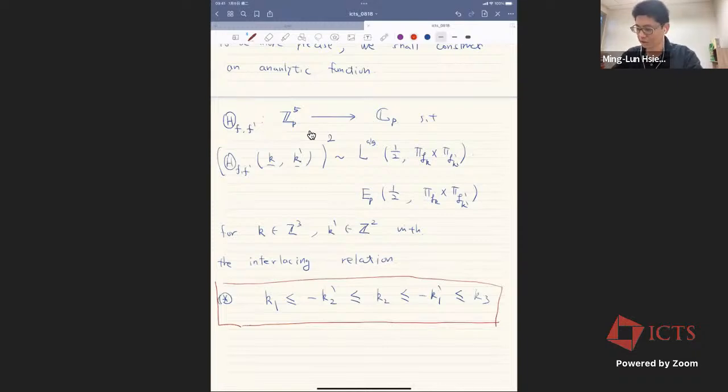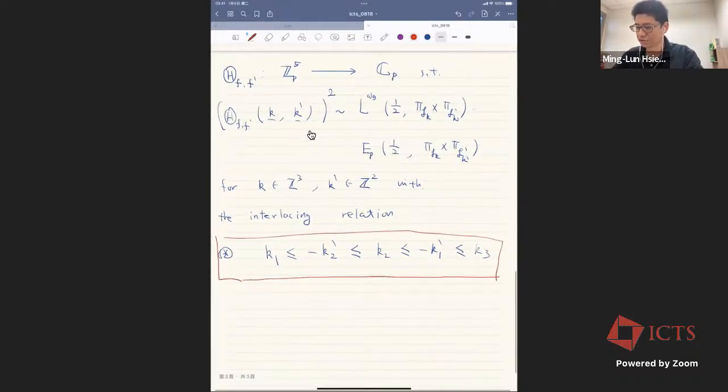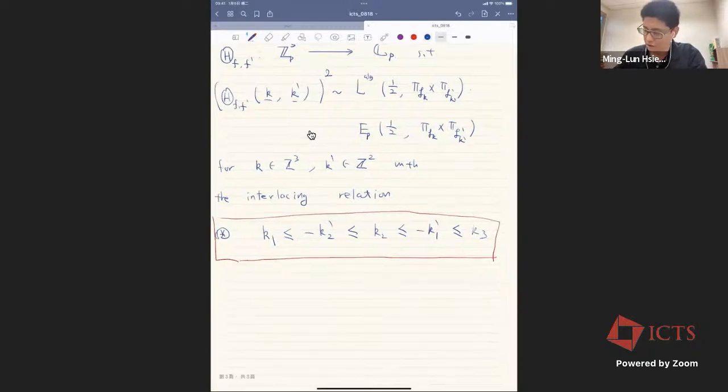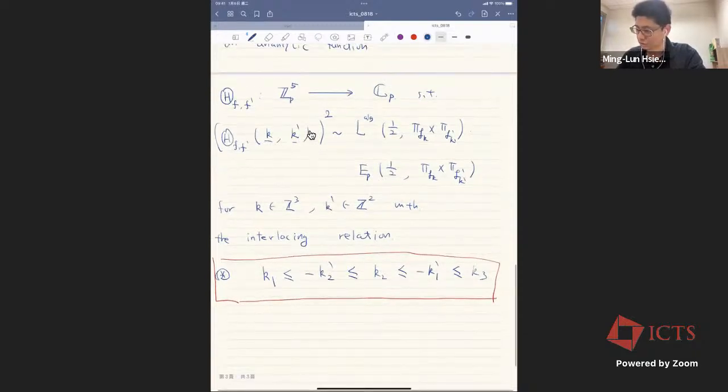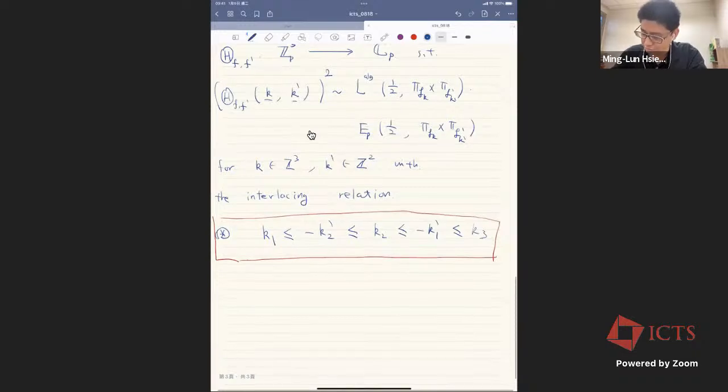This interlacing relation is closely related to the GGP conjecture, and I will come back to this point later. I also need to introduce this modified Euler factor.